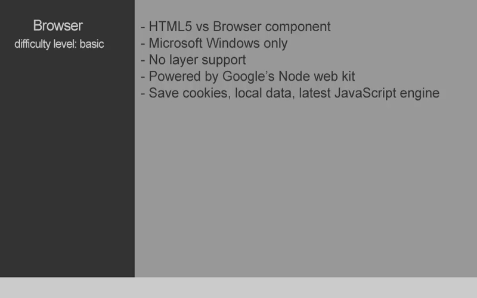So the browser component is essentially an exe that sits on top of everything else. We use the latest Node WebKit, so it's going to use the latest version of the Google browser, kind of like Chrome. So it uses the fastest JavaScript engine, the fastest WebGL rendering engine.